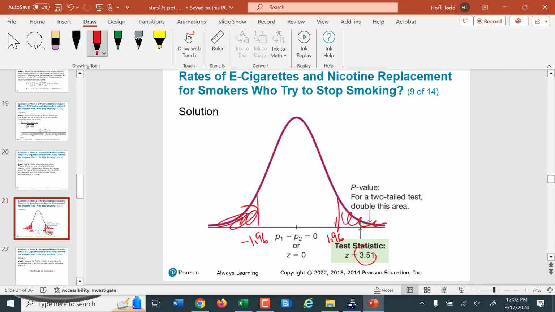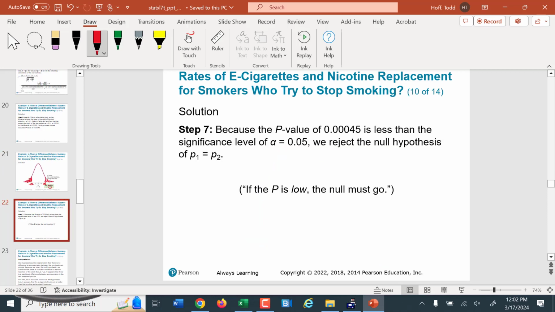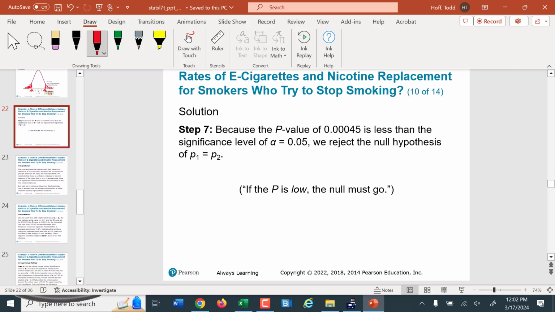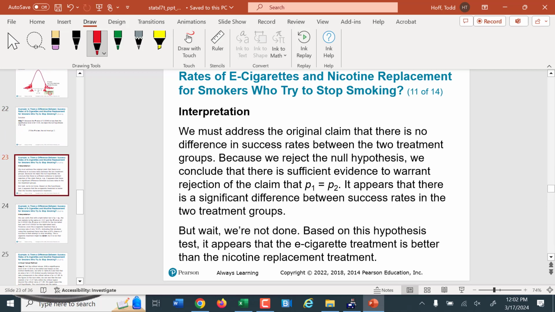So again, here's back to the normal curve. We see that we are in the rejection region. Our p-value, again, we multiplied by 2 because this is a two-tailed test, to get the p-value of 0.0004. We definitely reject the null hypothesis. And we need to word this now in such a way as it makes sense according to that null hypothesis. So reject the null hypothesis of the two proportions being equal. What this is saying is it appears that there is a significant difference between the proportions.